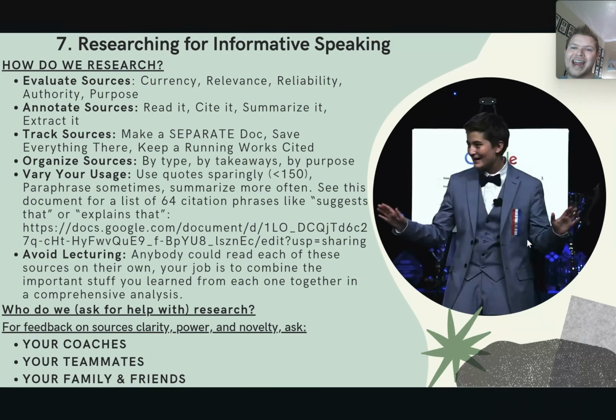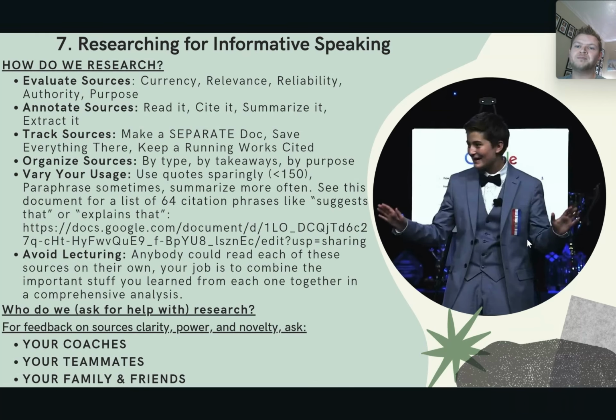You also want to annotate your sources. Pull out those annotated bibliography skills from English class. Read a source, cite the source immediately if you think you could use it so you don't lose it. Summarize what the source was talking about, and then extract quotes or the most important things from it. Otherwise, you're going to do all this research in advance, and then when you actually go to write the speech, you're not going to remember where you found your research, or worse, you'll have a gigantic list of all these links, but you won't remember what any of them talk about, and then you have to reread them anyways. So annotate your sources. It seems like it takes more time, but it ends up saving you time in the long run.